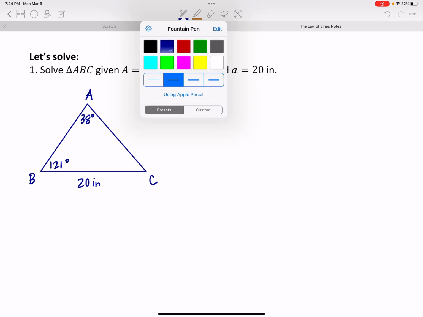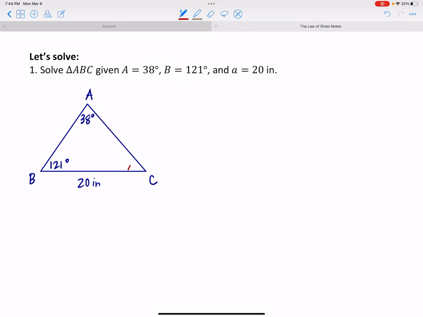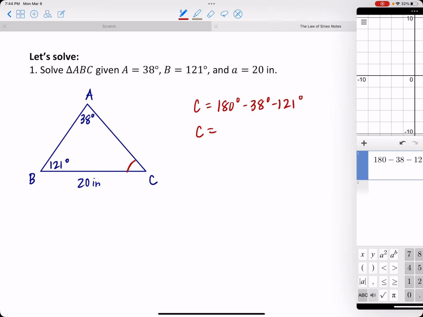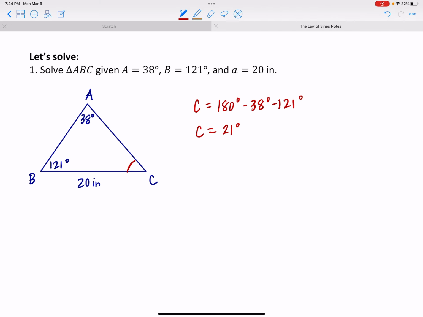Now the easiest place to start, I think, would be with angle C. This angle wouldn't be too bad to find because we know the three angles in a triangle make 180. So to find angle C, I take my 180 degrees total and subtract out the 38 degrees and the 121 degrees that are already there. With my calculator, so I don't goof this up, 180 minus 38 minus 121 gives me 21 degrees left over for angle C. So now I have a 21 degree angle here, and that's an exact measurement, so moving forward it would be totally fine to use that measurement.